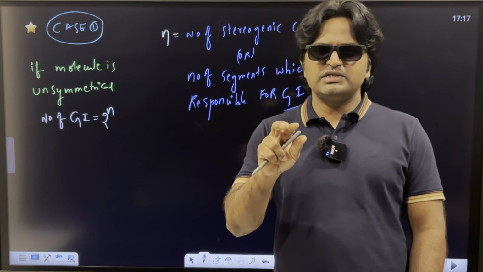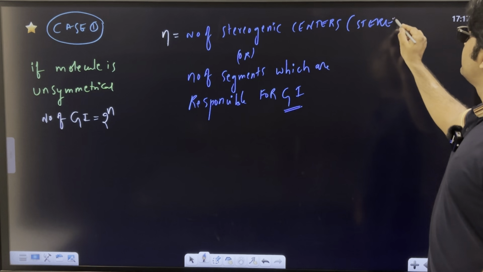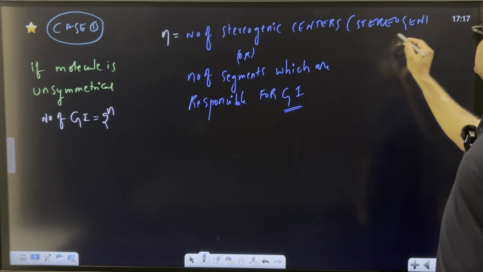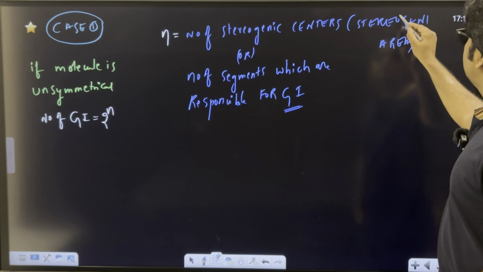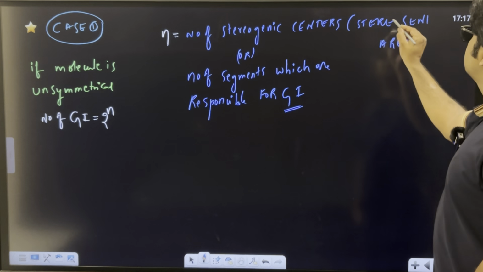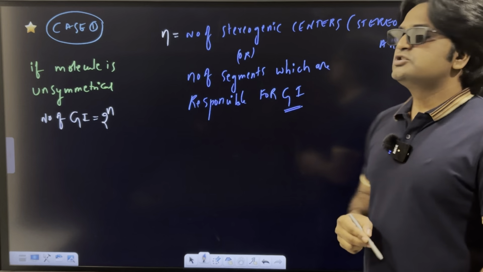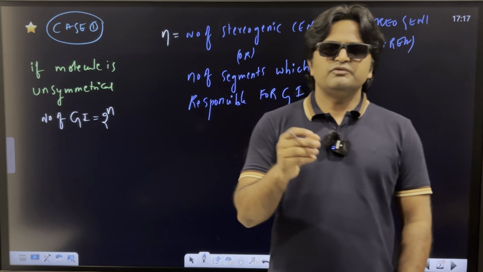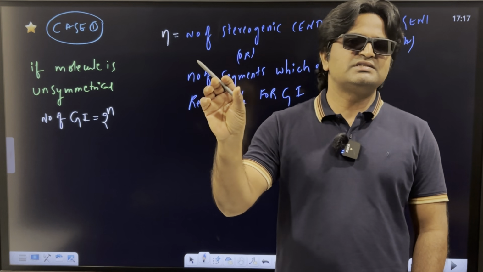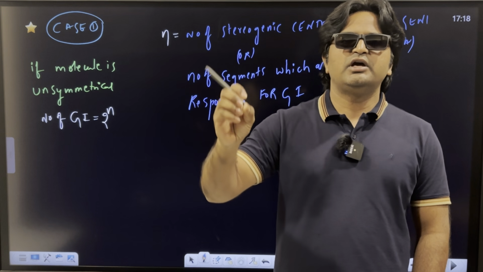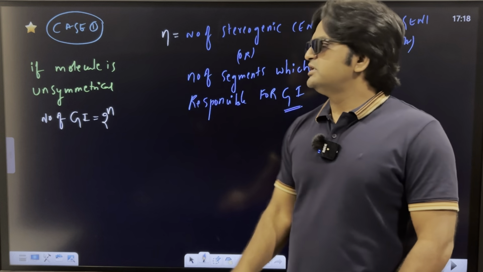Whatever the stereogenic centers are, we can take them like this: stereogenic area, number of stereogenic centers or stereogenic area. Okay, that's the n value. Next one is the number of segments which are responsible for geometrical isomerism. Where you are producing geometrical isomerism, for example one particular area or one stereogenic center is there, with respect to that, if you are producing geometrical isomers, then you can take it in terms of the n value, right? This is case 1.